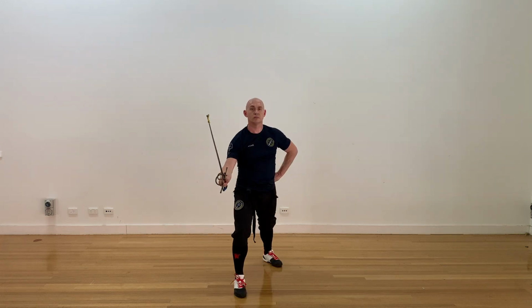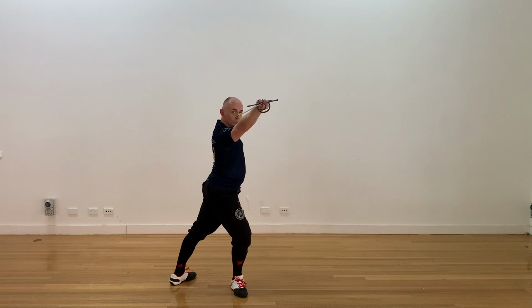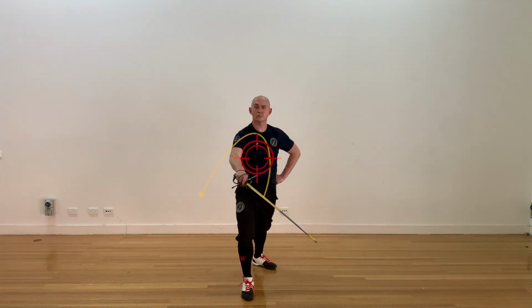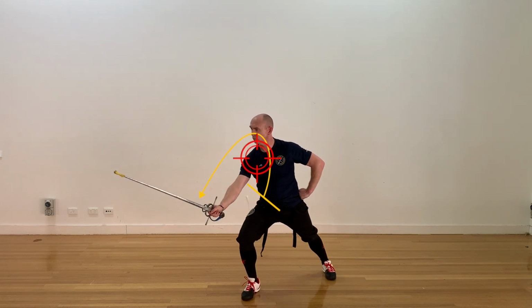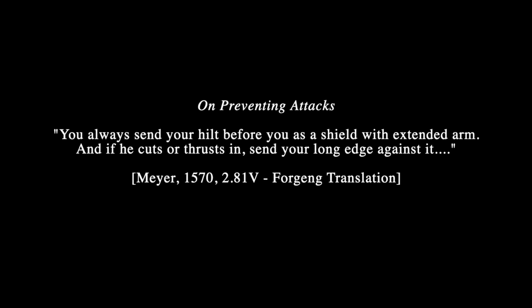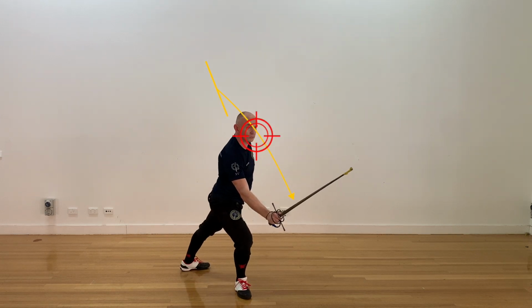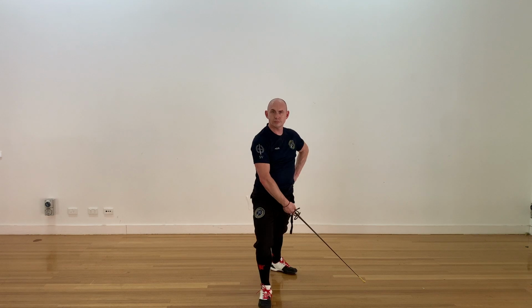Many fencing books start with describing the blade and specifically calling out the strong and the weak section, and then we tend to forget about it. This is a missed opportunity because this focus on the strong provides a useful cognitive shortcut. Meyer summarizes this when he tells us to send our hilt before us as a shield with extended arm and turn the edge against incoming attacks. No matter where our hand is beginning or where we're positioned, if an opponent attacks, we simply push across the line with the strong, and more often than not we're protected from danger.